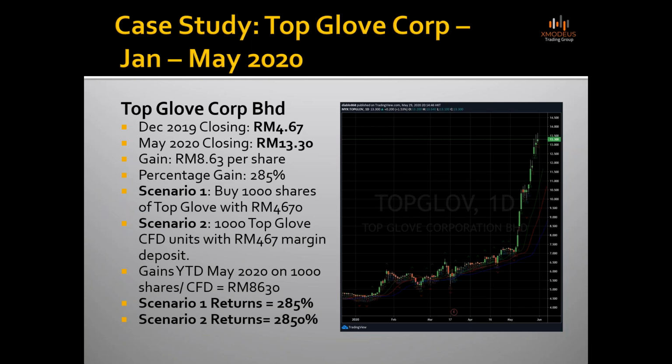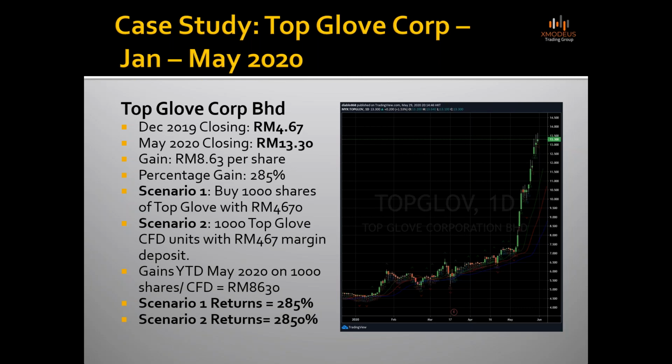But just look at this time period between December and the end of May. There has been a gain of 8 ringgit 63 cents per share, right? And the percentage gain is 285% in this case. So in scenario 1, if you are a cash buyer and you bought 1,000 shares of Top Glove, you paid basically 4,670 at the closing of December. Contrast that to scenario 2, where you bought 1,000 units of Top Glove CFD at 467 ringgit margin.